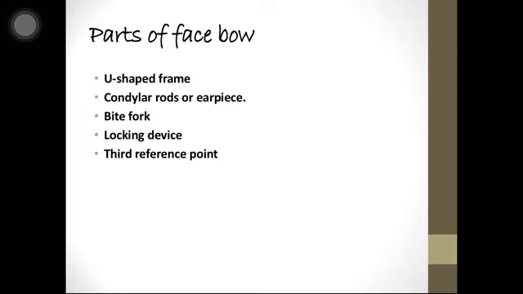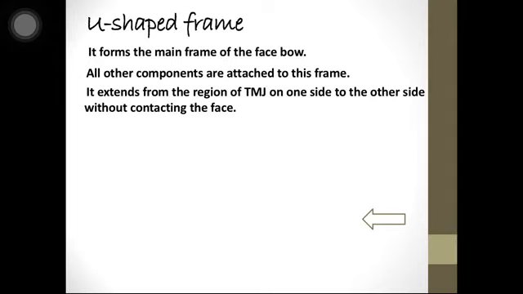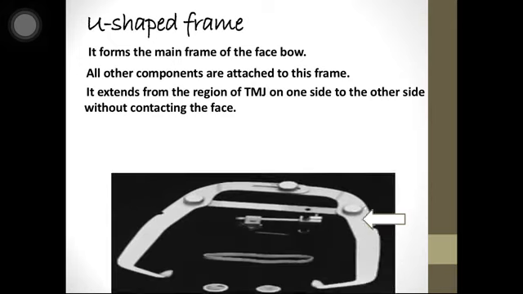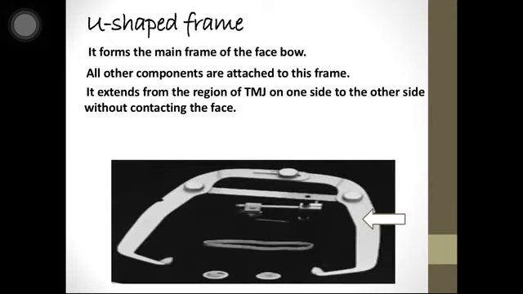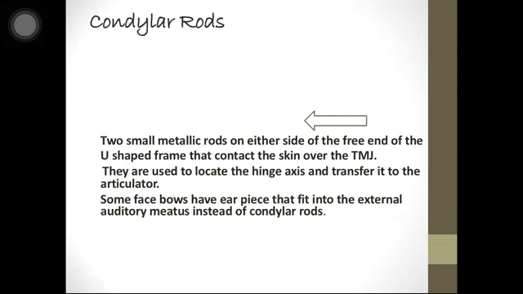We have different parts of face bow which include a U-shaped frame, condylar rods or earpieces, bite fork, locking devices, and third reference points. U-shaped frame is the main frame of the face bow and all other components are attached to this frame. This largest part is the U-shaped frame. It extends from the region of one TMJ to the other TMJ.